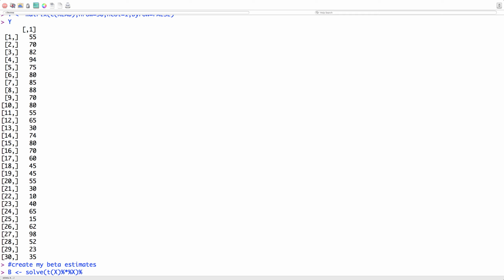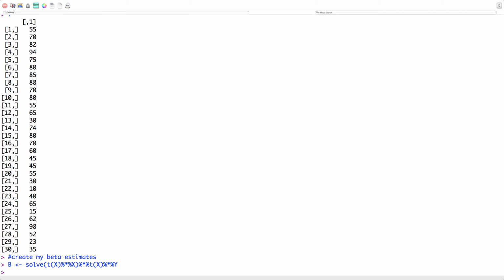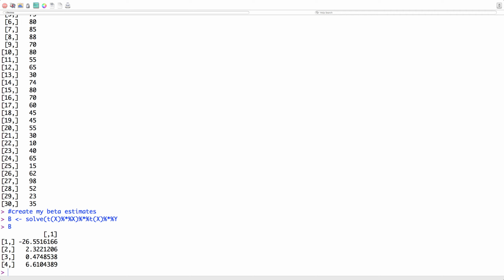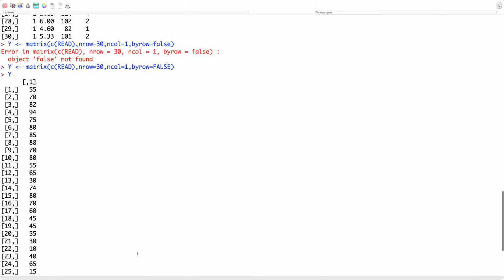Well, the next thing I need to do is take the transpose of X again. And the next thing I need to do is take my Y matrix. So guys, now we can see that we have beta equal. Notice we have four values. So therefore our model is going to be, read can be predicted by taking the intercept, negative 26.55, plus 2.32 times, I forget, what did we put, LSS first?